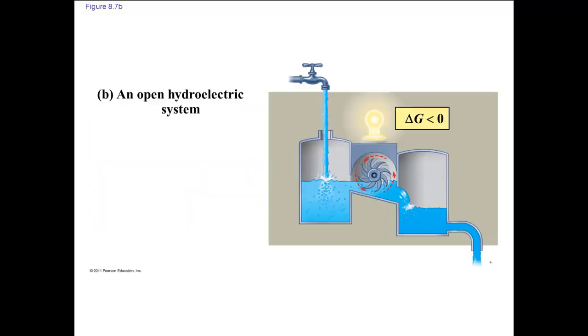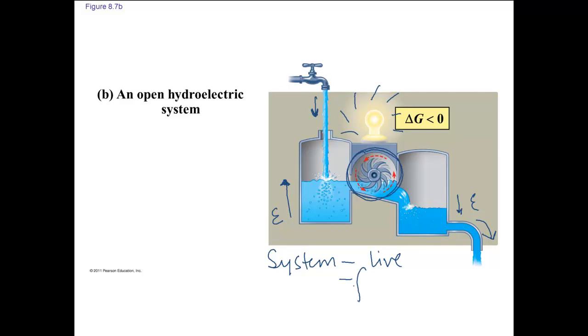On the other hand, an open hydroelectric system has a constant input of some material, which means this chamber will constantly have a higher energy, and this chamber will always have a lower energy because it also loses some amount of material. This will constantly make the turbine move, and this will constantly keep the light on. This system is live, functioning.